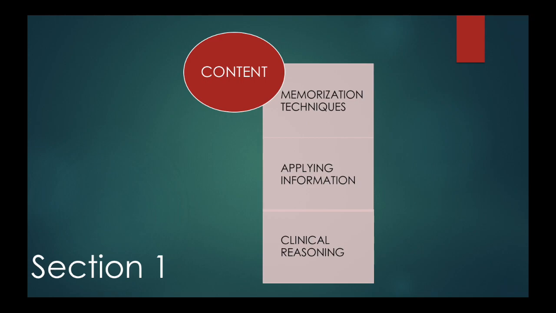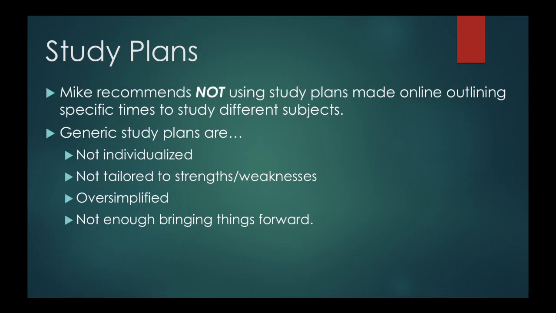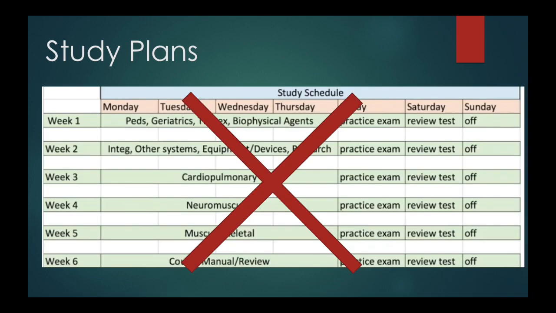So, starting with the study plans, I do not recommend any of the study plans that I see online that are outlined to study at specific times, different subjects. I think these plans are way too generic. They're not individualized. They're not tailored to your strengths and weaknesses. They oversimplify what you should be studying. And overall, it's just not going to bring things forward enough either, because some of these plans recommend a whole week of musculoskeletal without looking at anything else. In which case, I think you'll forget a lot of the other stuff.